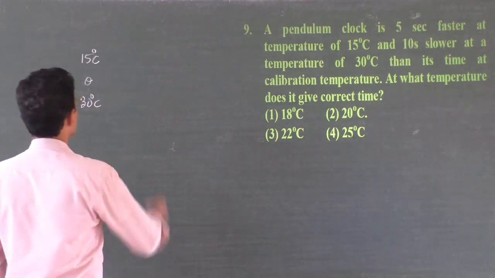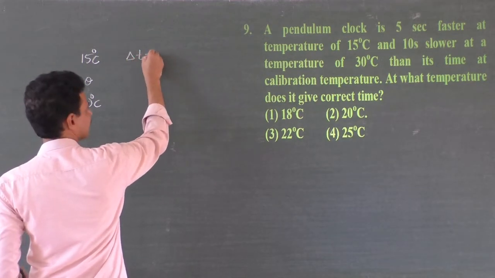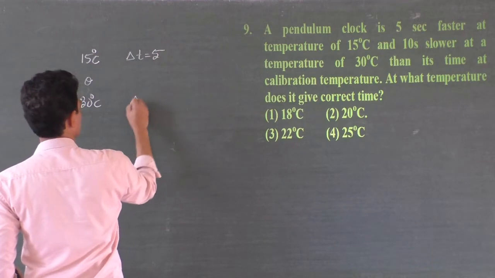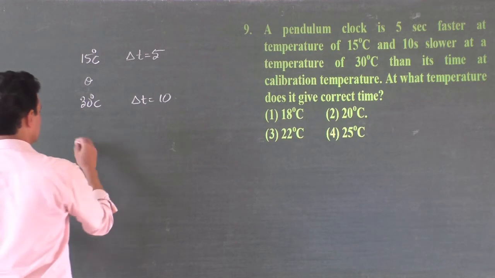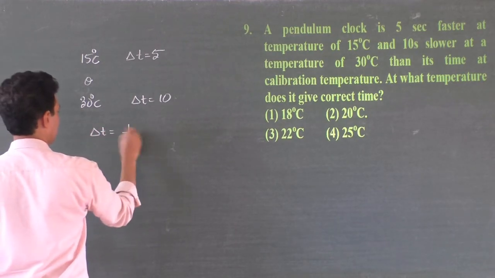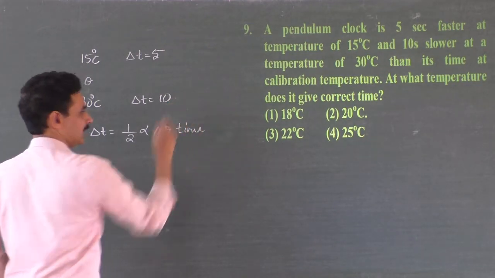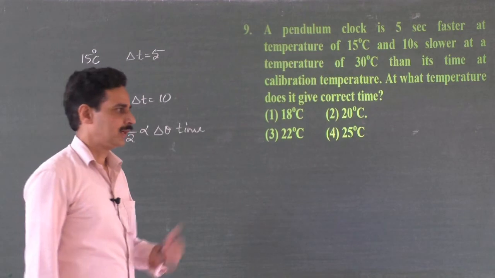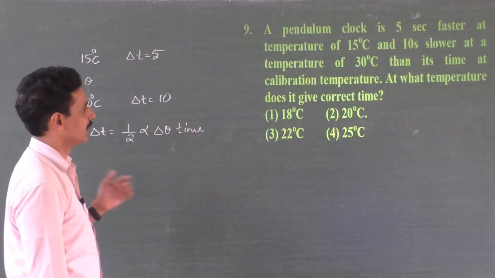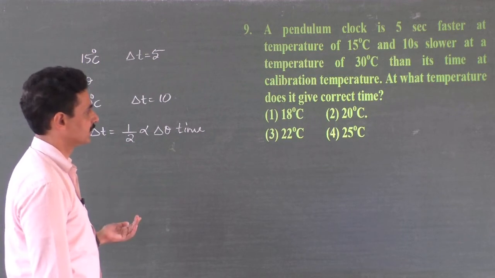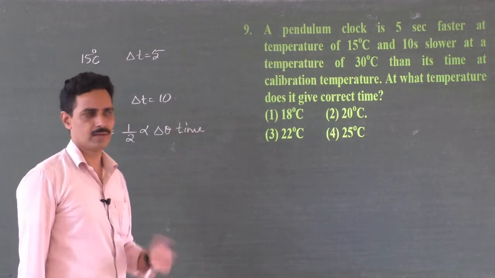Here the correction time is 5 seconds and here the correction time is 10 seconds. So how to write the equation? You know that the correction time needed is half alpha delta theta into the time for which it is measured. That correction time has to be applied, for 1 day, 2 days or so. Say it is per day, per week or something like that.